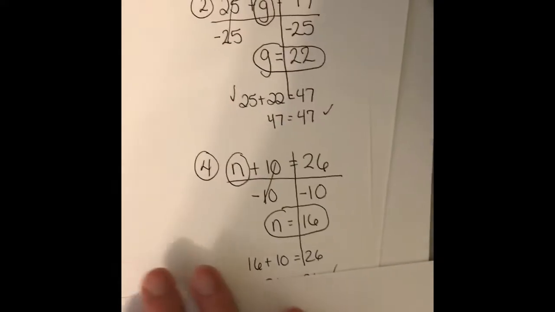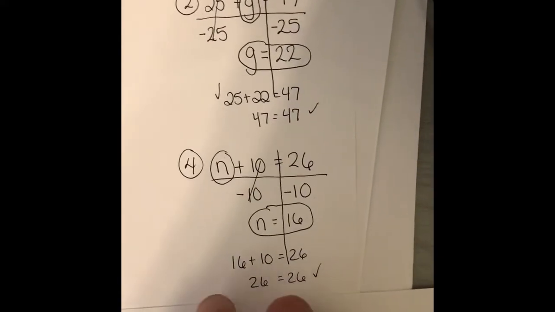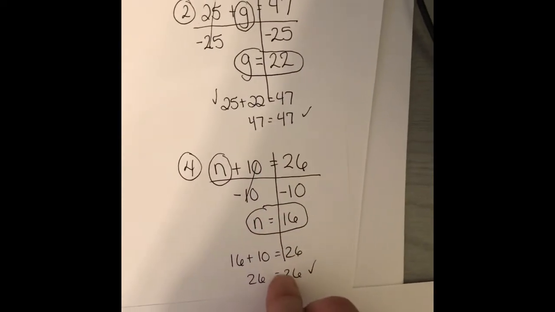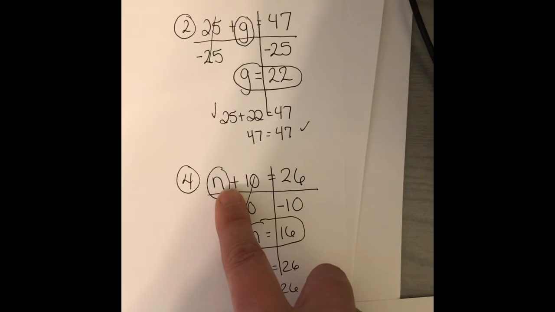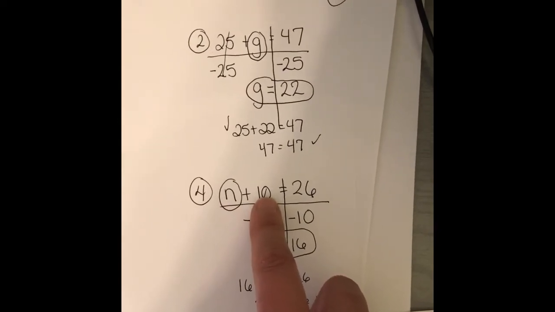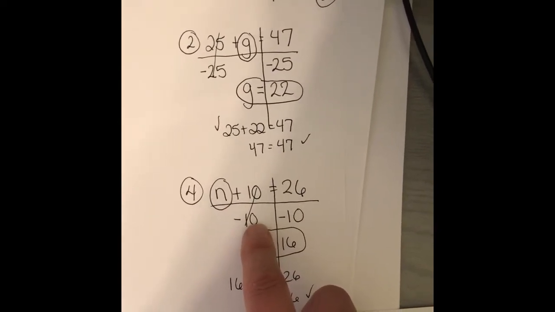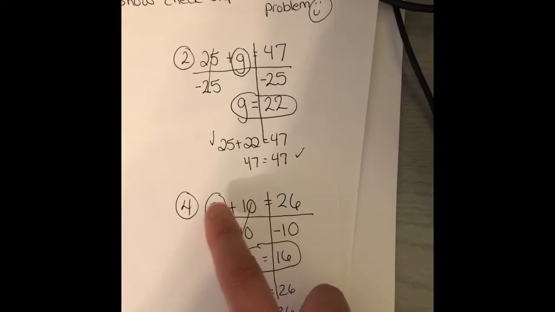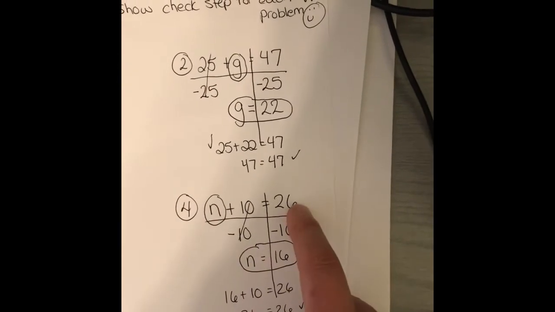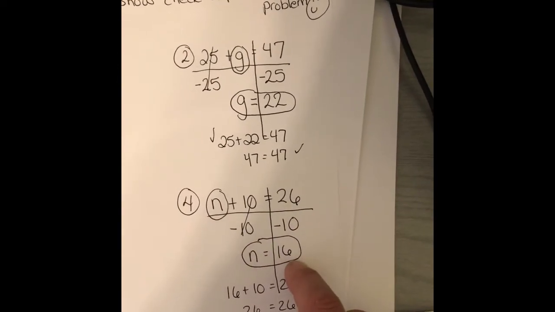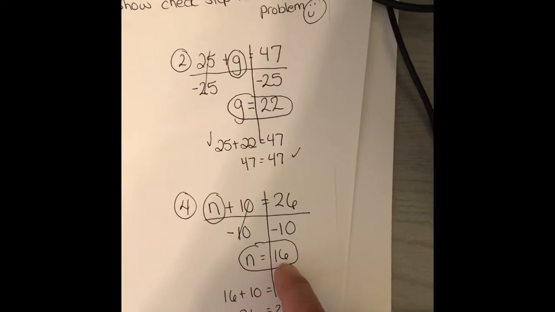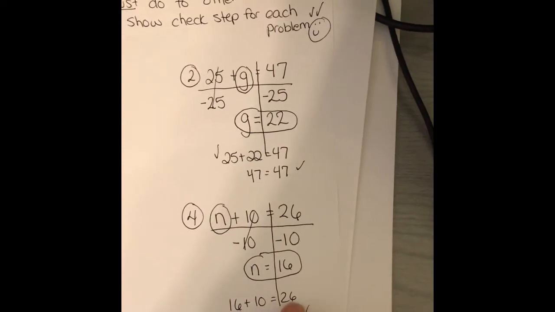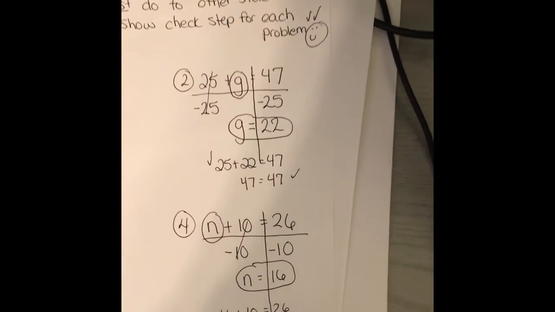Let's look at number 4. I have n plus 10 equals 26. Fence down the equal sign, circle my variable, look next to my variable, I have adding 10. I'm going to do the opposite, which is subtracting 10 from each side of my fence. These are going to go away, and I'm left with my n. And then I have 26 minus 10, which gives me 16. So n equals 16 for this one. Plug that 16 in up here. I have 16 plus 10 equals 26. And yes, that does give me the correct answer.